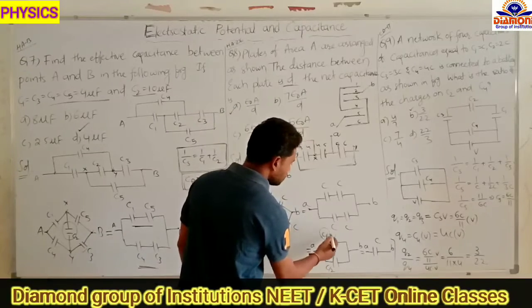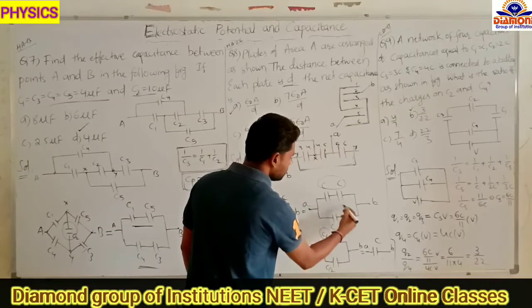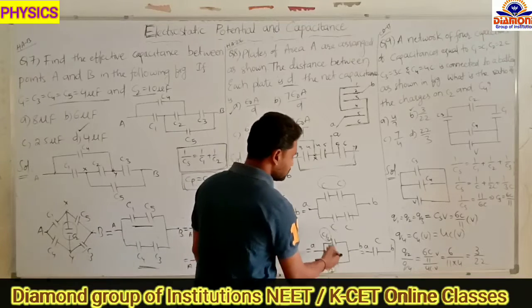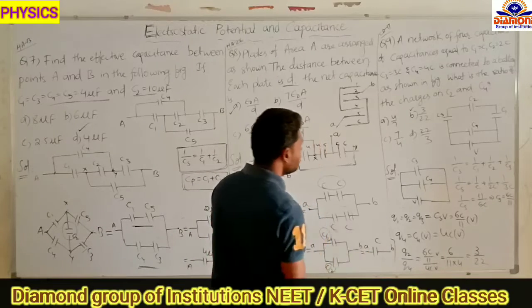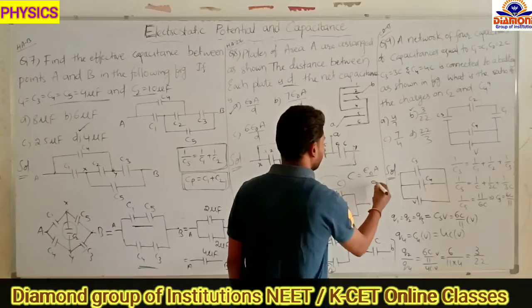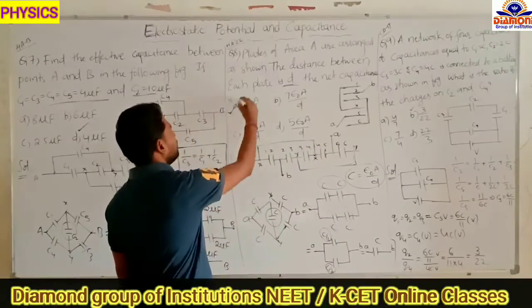So the equivalent capacitance of these two is C by 2, and of these two is also C by 2. Now this combination is in parallel, so we add C by 2 plus C by 2, which gives C. The capacitance formula you already know: C equals epsilon naught A by D. So we got the answer, epsilon naught A by D, and A is the right answer.